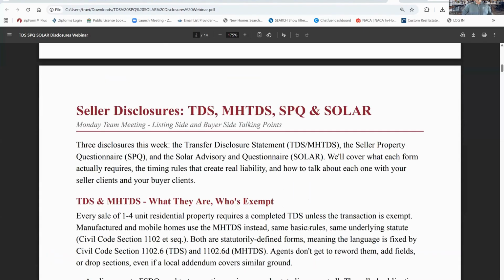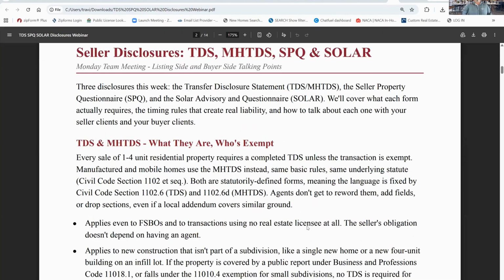So we're covering three of them. Well, I guess three and a half, if you want to call it that. So the TDS, which is the transfer disclosure statement, the mobile home transfer disclosure statement. So this is essentially the same thing, but for manufactured homes. The SPQ, which is the seller property questionnaire, and the solar, which is for homes with solar.